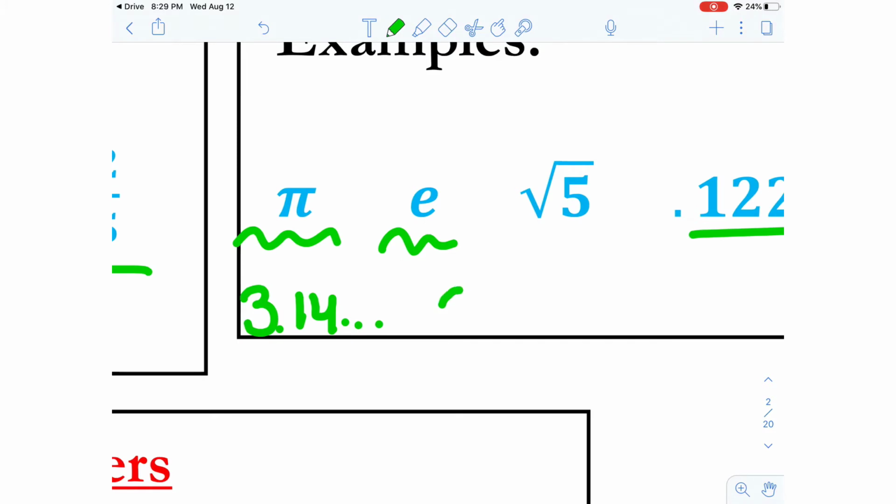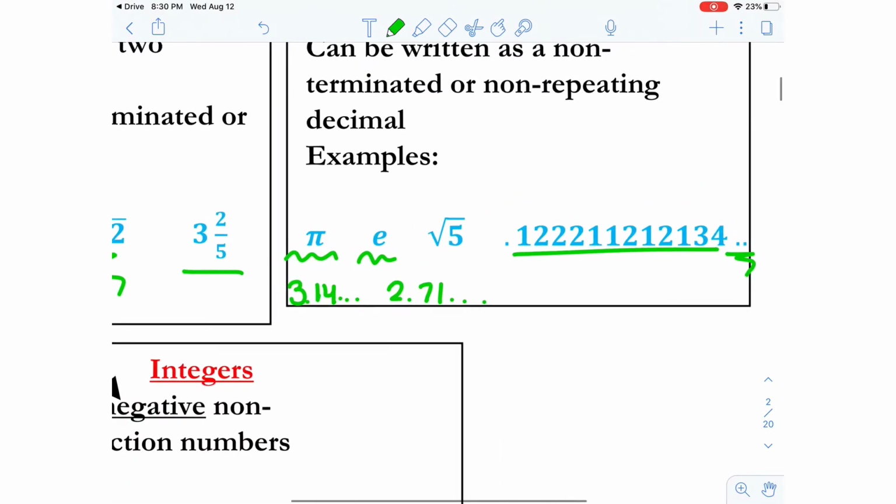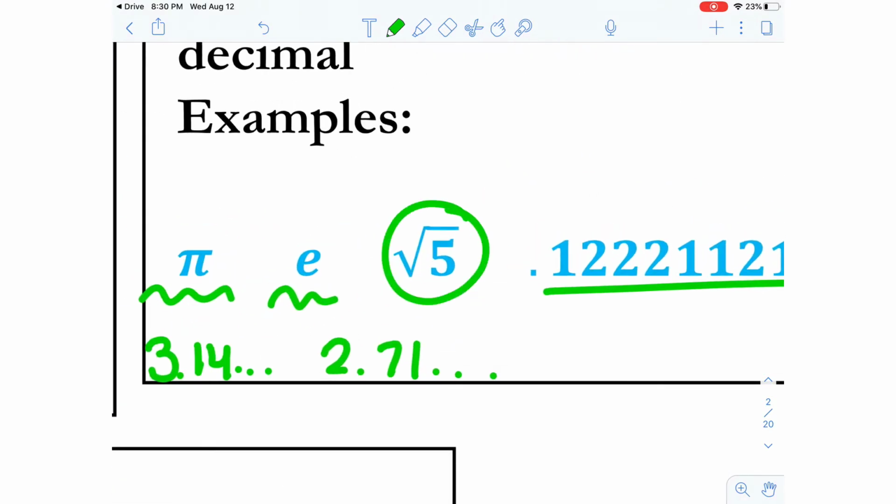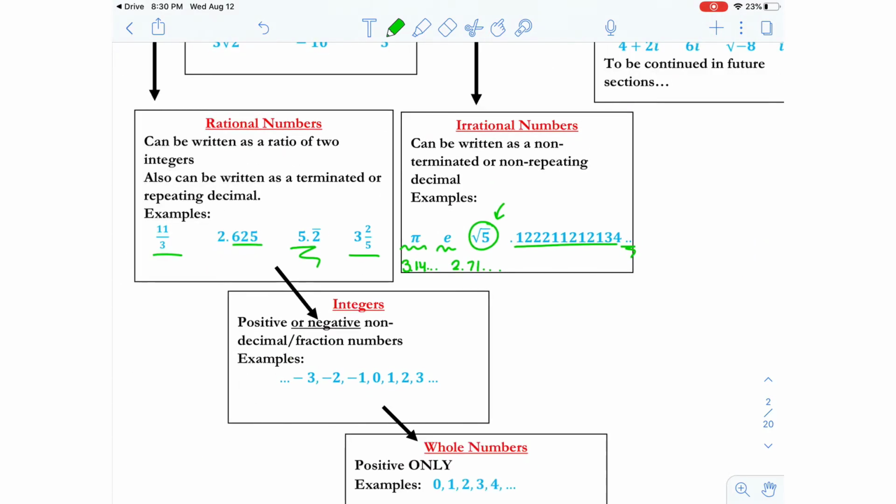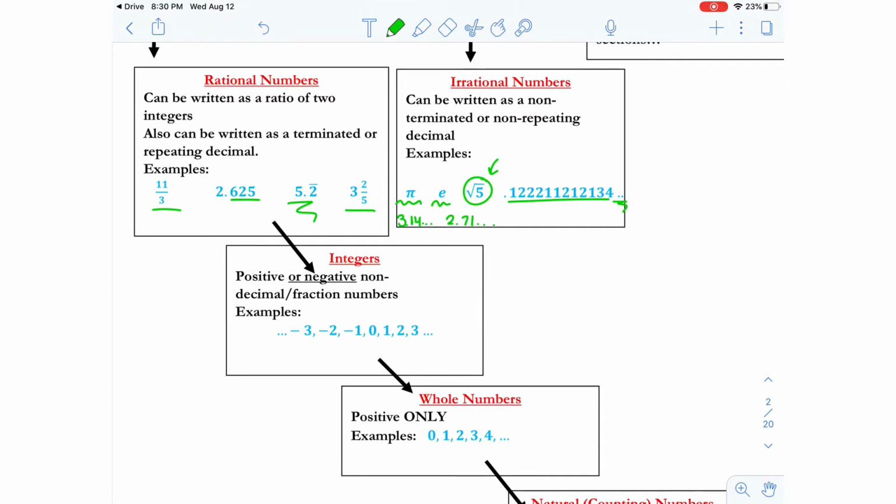And then there's e, which goes on forever too. It's 2.71 something. Okay, and then we got root 5. Any square-rooted number that is not a perfect square. Perfect squares are like 4, 9. Square root of 9 is 3. Square root of 4 is 2. Those work. But I cannot square root 5 nicely. It comes out ugly. There's a lot of decimals. That's irrational. There's no rhyme or reason to square-rooted numbers, decimals. They're random. Okay, so again, we got rational or irrational.